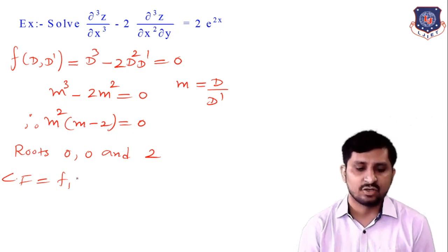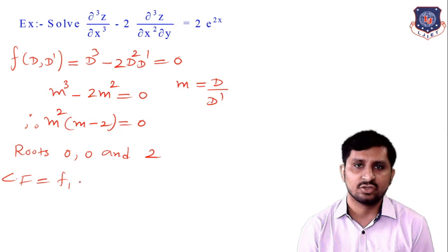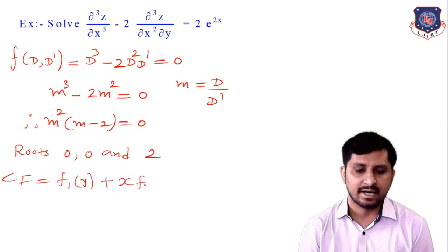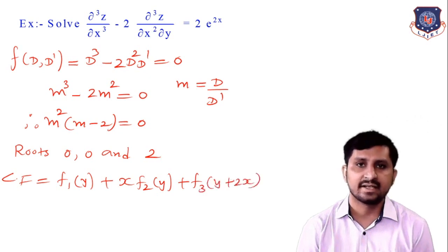So the complementary function, because 0 is a repeated root, we write for 0: f1 of y plus m1x plus x into f2 of y plus m1x. But what is your m1? m1 is 0. So that's f1 of y plus x f2 of y, and plus, for 2 we write f3 of y plus 2x. Clear? So this is my complementary function. Now we find the particular integral.